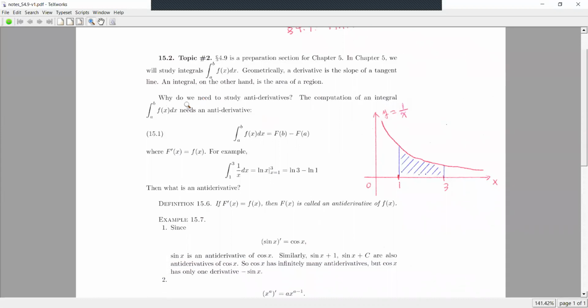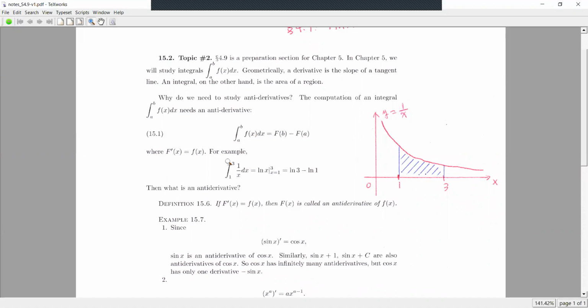Okay, then why do we need to study antiderivatives? It is because the computation of an integral needs an antiderivative. To compute an integral, we need to find one antiderivative of the function f. Say, let me denote that antiderivative by F. Then the integral is equal to F evaluated at the point b minus F evaluated at the point a.